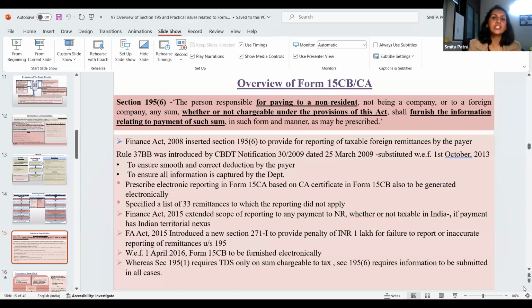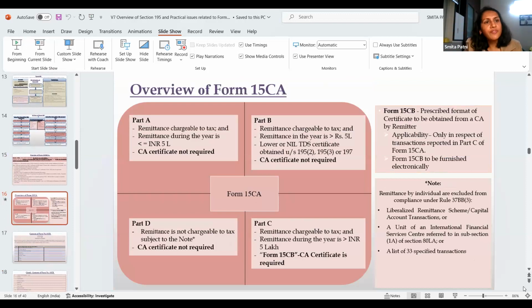So now how do 15CB and 15CA work? 15CA is basically divided into 4 parts: Part A, Part B, Part C, Part D. Whenever there is any remittance which is chargeable to tax and the remittance during the year is less than 5 lakhs, a CA certificate is not required. So Part A says that if you are making any payment to a non-resident and the total remittance during the year is less than 5 lakhs, maybe in 3 tranches, 2 tranches, or in one go, whatever, even if it is chargeable to tax, you need not go for a CA certificate.